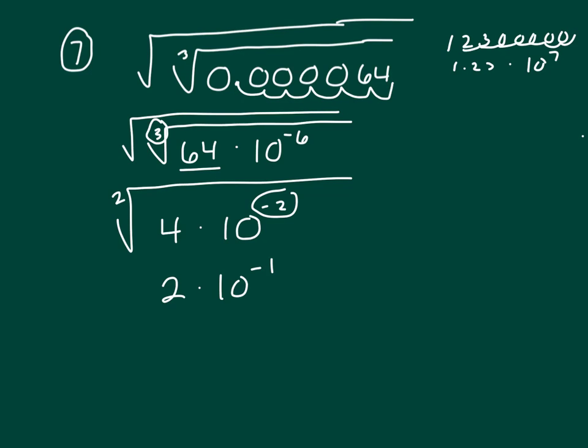I quickly look at the answers, and they're in decimal form. So this is 2 times 10 to the negative 1. And what the negative 1 does is take this exponent and move it one place to the left. So your answer is 0.2.